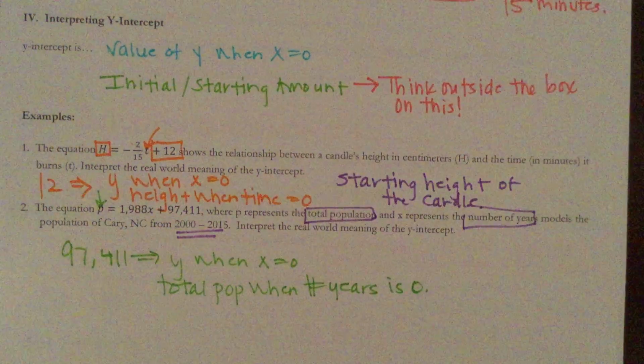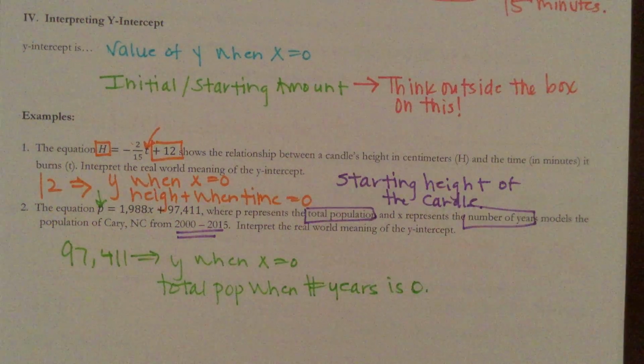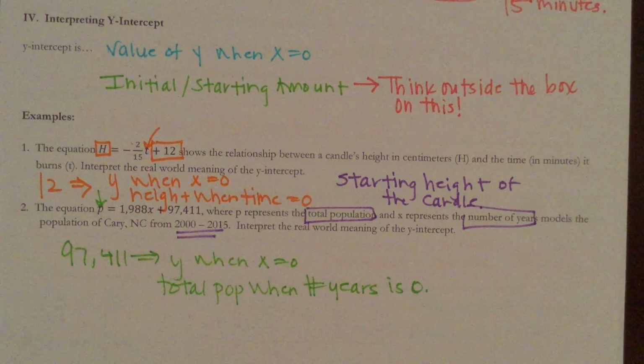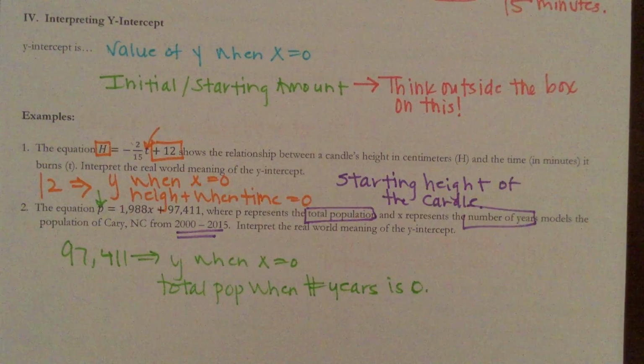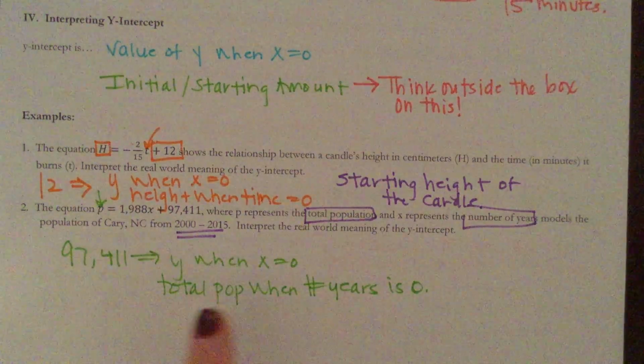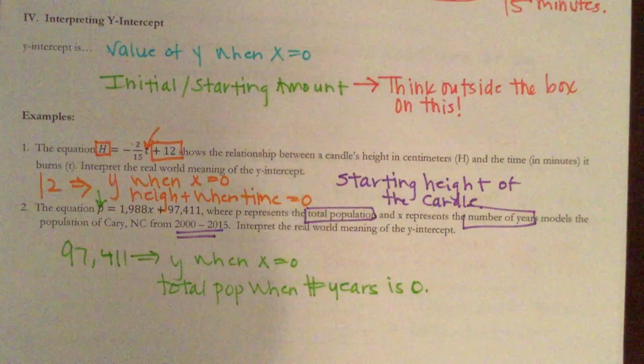Okay? So 97,411 would have been the total population in what year? Well, it says that this models Cary, North Carolina from 2000 to 2015. So the 97,411 would be the total population in the year 2000.